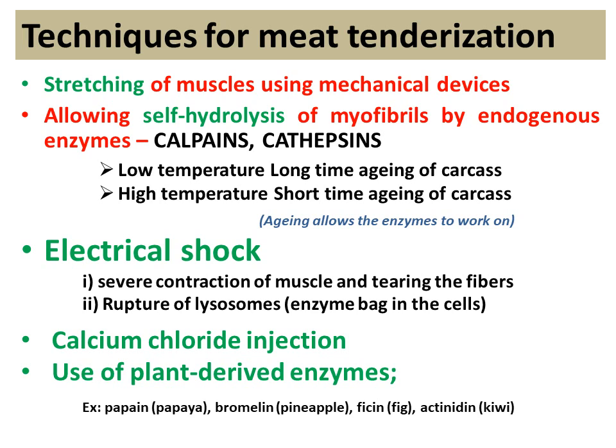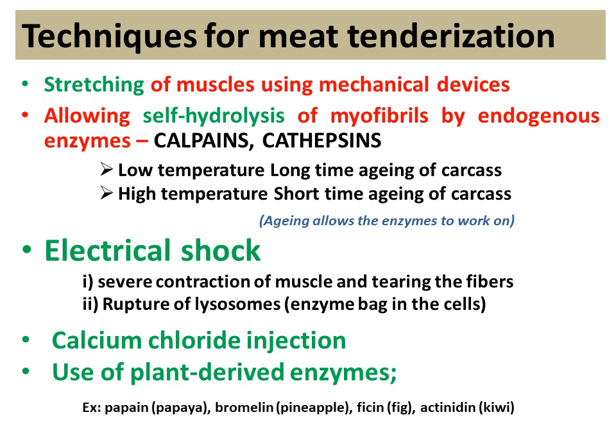Electrical stimulation can be used to rupture the lysosomes of cells which contain cathepsins. Electric shock also causes violent contraction of muscles, tearing down the myofibrils and loosening the meat. Calpain enzyme activity can be also enhanced by injecting calcium chloride solution in the carcass. So if you are injecting calcium chloride, the activity of the endogenous calpain enzyme will be higher.